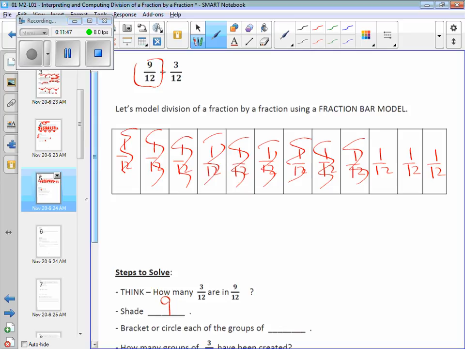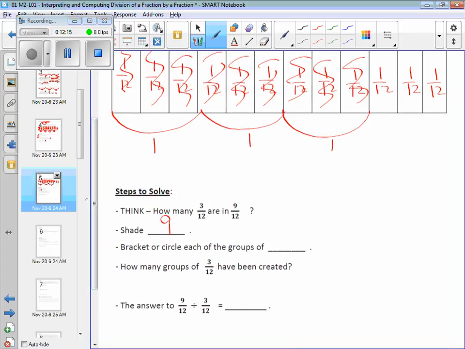Groups of what? Aiden. Groups of 3 or 3/12. 1/12, 2/12, 3/12. There's one. Any shaded pieces left over? Yeah. We're done. What's the answer? Right, Levi. 3.